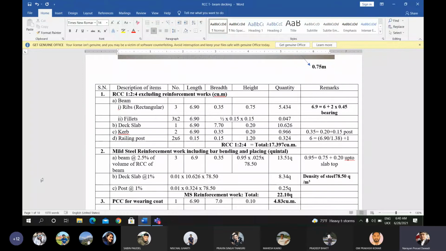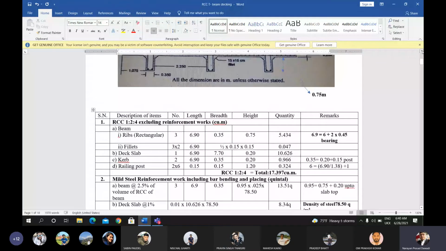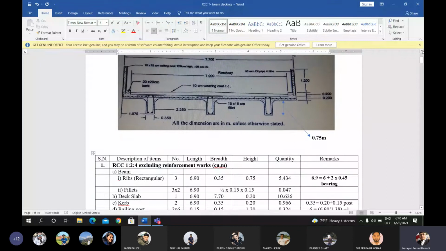Okay. Now, for the third item, the PCC for the wearing coat. CC is given for the wearing coat in this figure. You can look at the figure. 10 centimeter wearing coat CC. CC means cement concrete. This is only cement concrete. It does not contain the reinforcement bar. So this is only plain cement concrete.